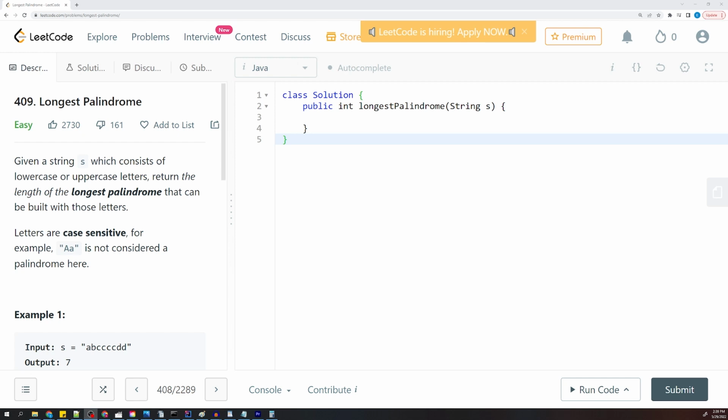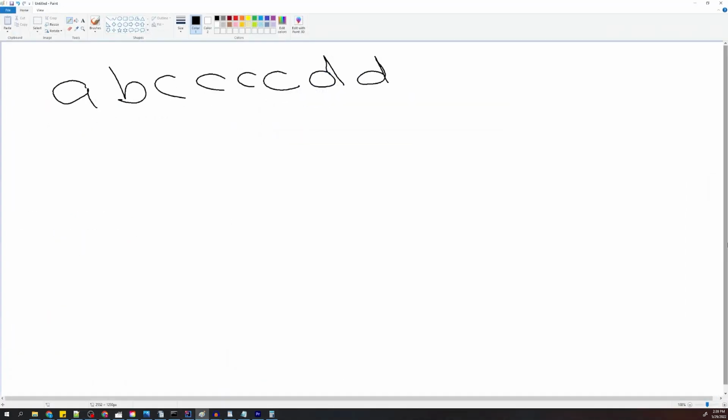Okay, and so let's go ahead and look at this first example that they give us. So here we have A, B, C, C, C, C, D, D. And so what this problem is essentially saying is, if we could rearrange these letters, what's the biggest or longest palindrome that we could create with these letters?